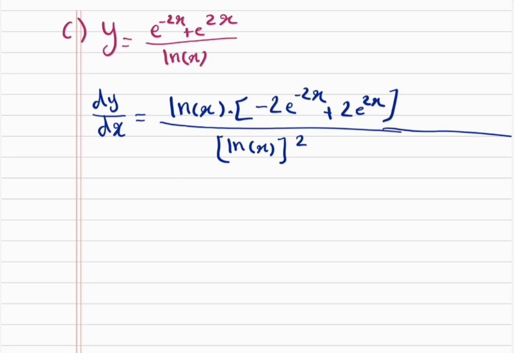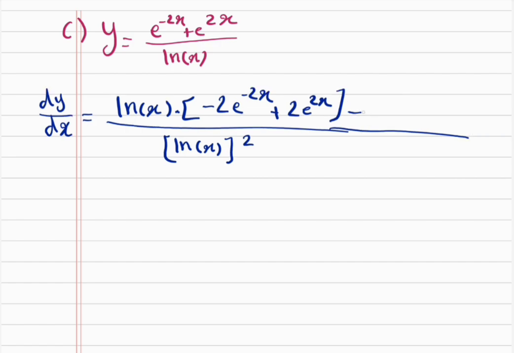So this was the first part of your numerator, because it was the denominator function times the derivative of the numerator function, then subtracted by, this time the rules change. So this time you have the numerator function times the derivative of the denominator function. So in this case, we write down the numerator function first, e to the minus 2x plus e to the 2x, times the derivative of the denominator function. So the denominator function is ln x, so the derivative of that is just 1 over x.